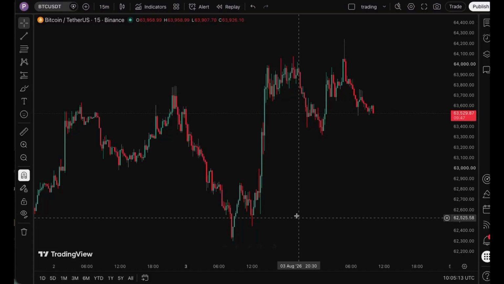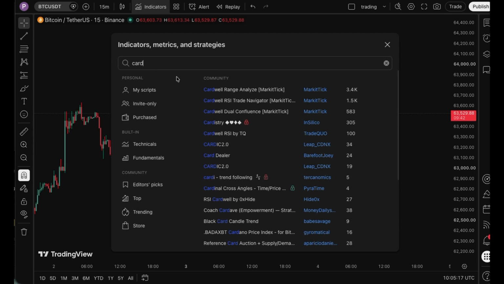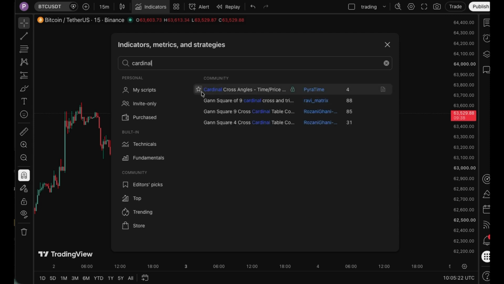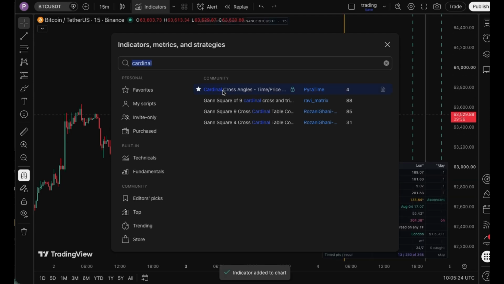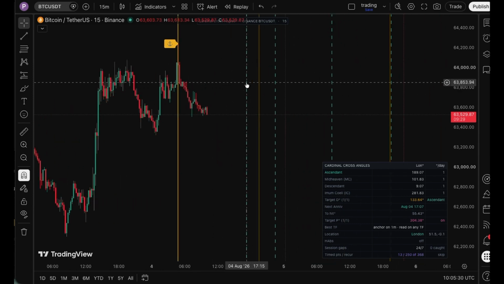Let's start. Load up TradingView. Search for Cardinal Cross Angles by Pyrotime. Click the star to add to your favorites. It will automatically anchor to a recent swing high or low.